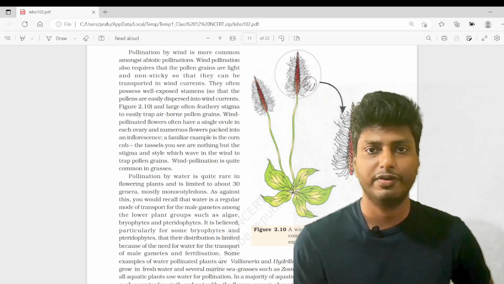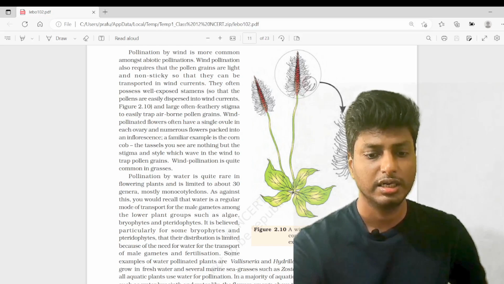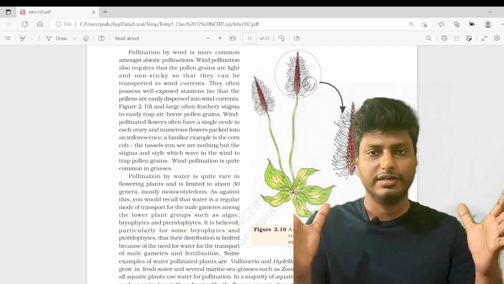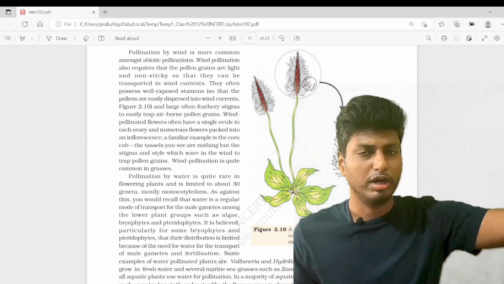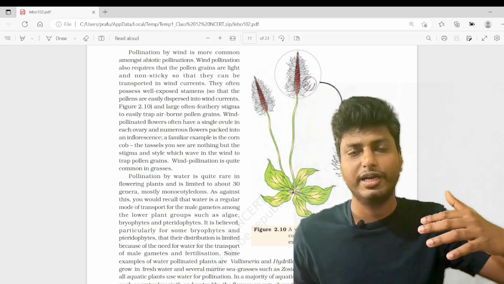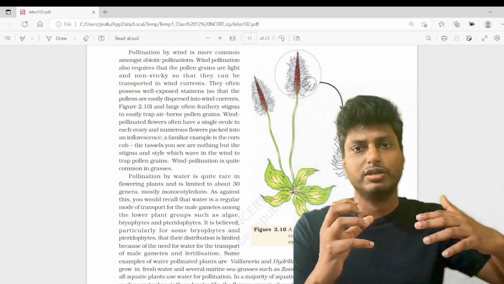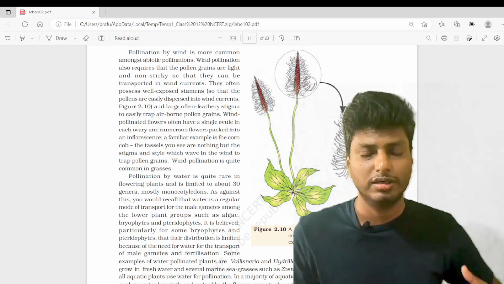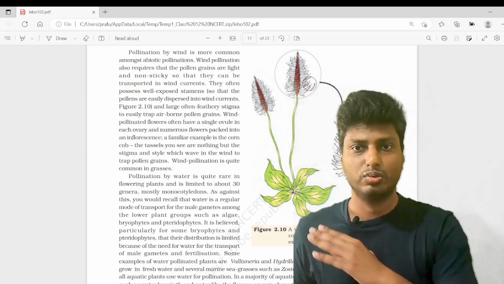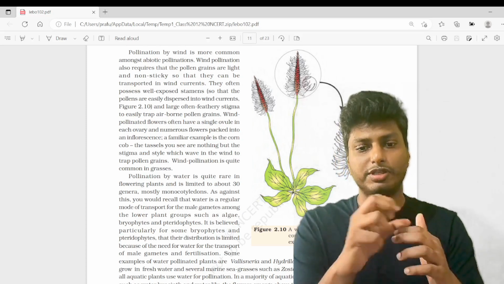Always remember, whenever we talk about wind pollinated plants, the stigmas are feathery. The reason they are feathery is that they are like feathers, right? If a pollen grain is coming via the wind, the stigmas should be able to catch the flying pollen grain. The moment pollen grains pass through this particular stigma, the stigmas are going to catch them.